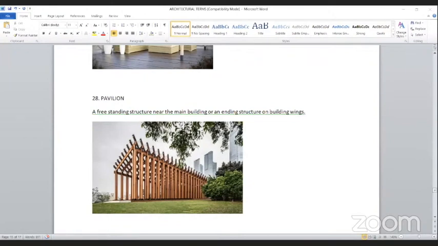Is it almost like an entrance? No, it's not an entrance exactly. It is near it. It may or may not be.